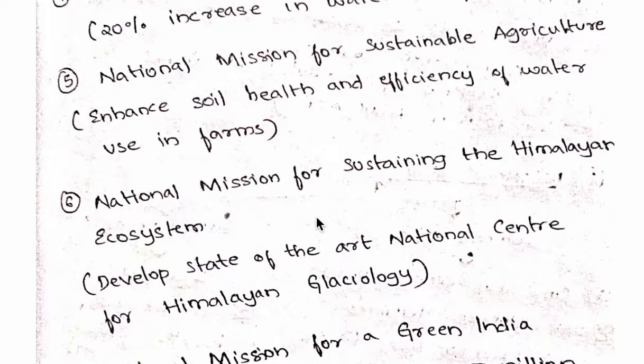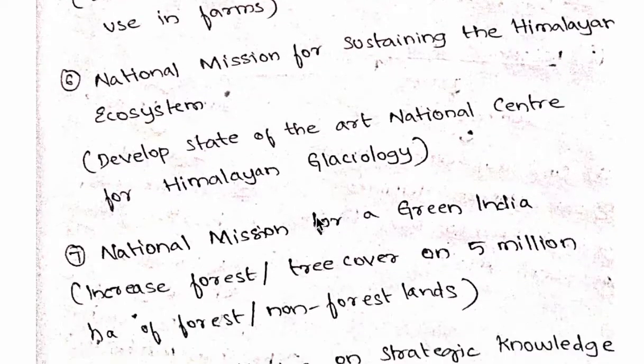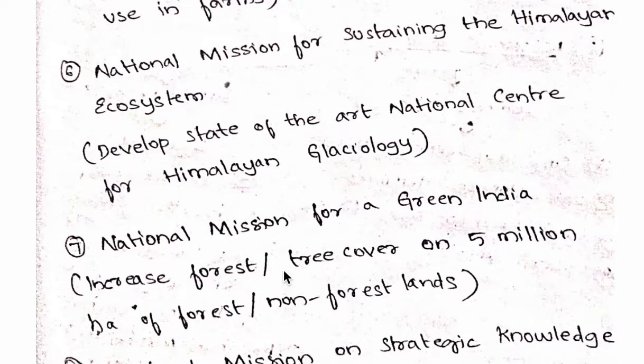So its objective is to develop state-of-the-art National Center for Himalayan Glaciology. Seventh is National Mission for Green India, and its objective is to increase forest or tree cover on 5 million hectares of forest or non-forest lands. So overall, this main aim is to increase the tree cover.